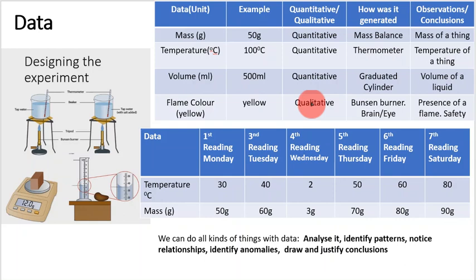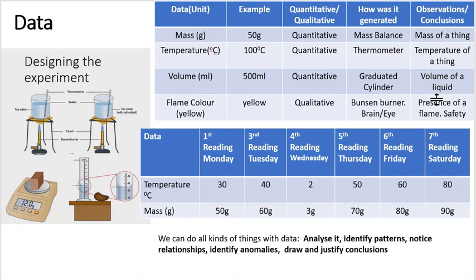And what kind of conclusions can we draw from that? Well, when we see a yellow flame, we can see that it's more visible, so therefore the Bunsen burner is in a safer state, so somebody's not likely to be burned from it. That's the kind of conclusion or observation that we can draw from the data.